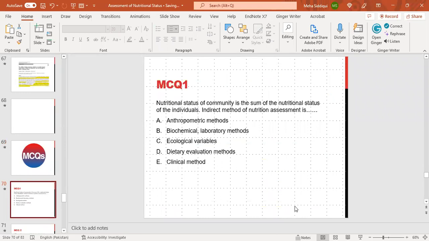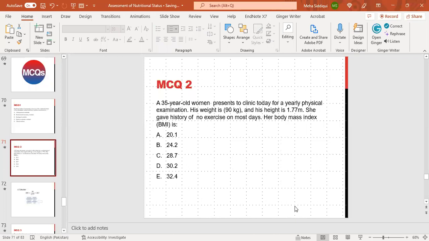C. Yes, C is the right option. This is the indirect method, while the rest are direct methods. MCQ number 2. A 35-year-old woman presents to clinic today for a yearly physical examination.